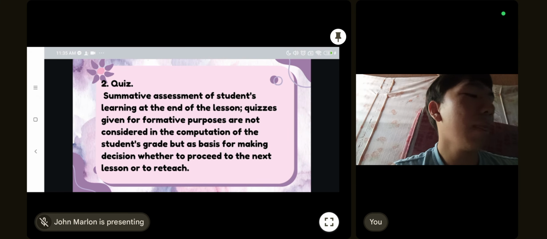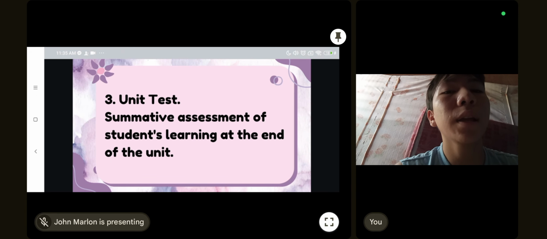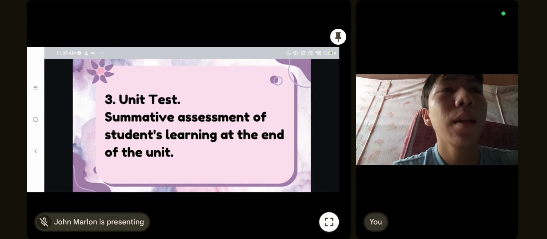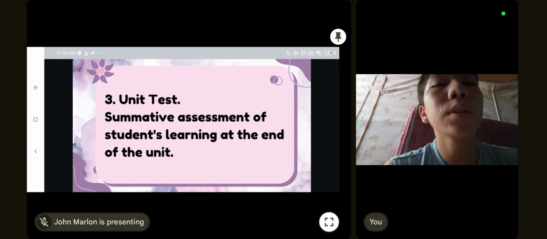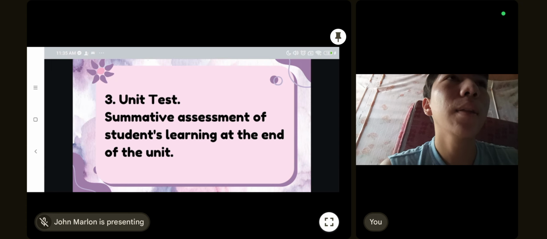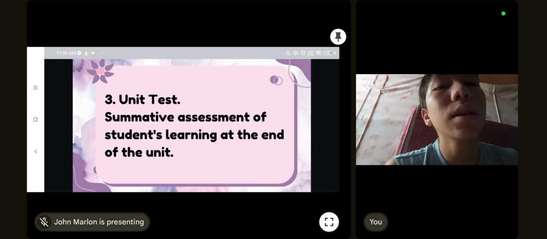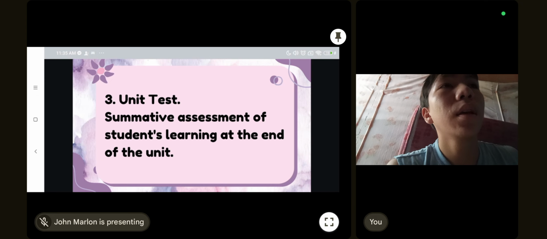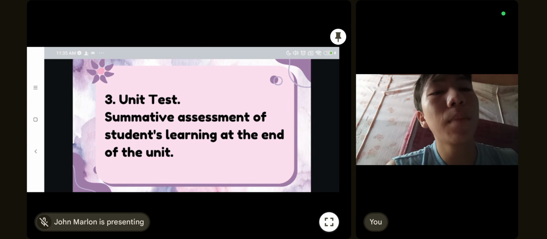Number three, we have the unit test, a summative test, an assessment of student learning at the end of the unit. What is the meaning of this? Every lesson, for example, chapter 4, you have to conduct a unit test for that so that you will know if the student has progressed. The summative test can also help show if the student has really learned what you taught.